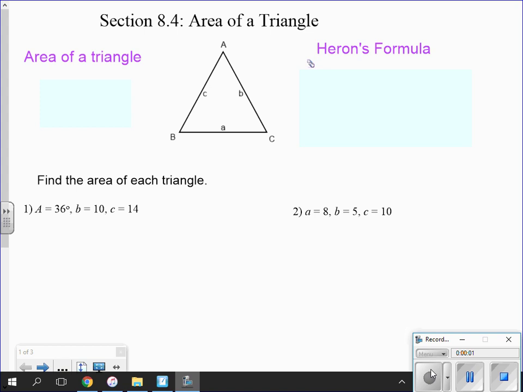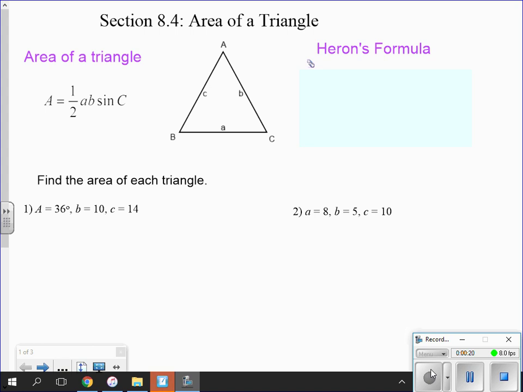We're dealing with areas of a triangle. Two new formulas for finding the area of a triangle. Of course, you have your standard: how do you find the area of a triangle? 1/2 base times height. Okay, but if you don't have base and height, there are other ways of doing it.